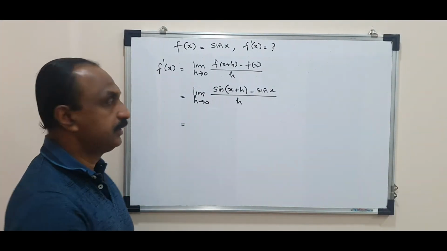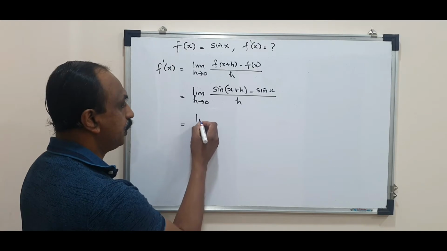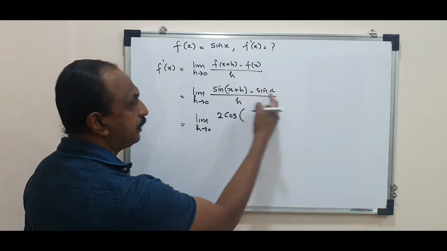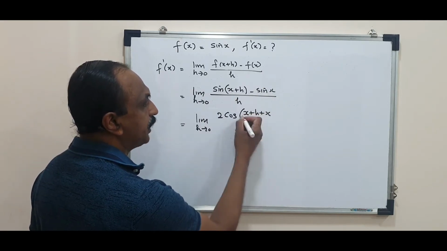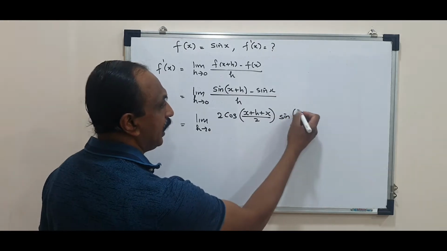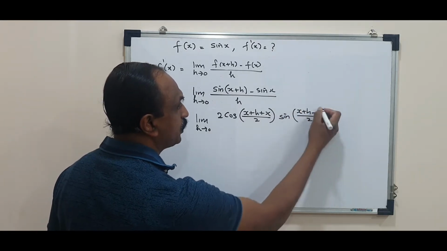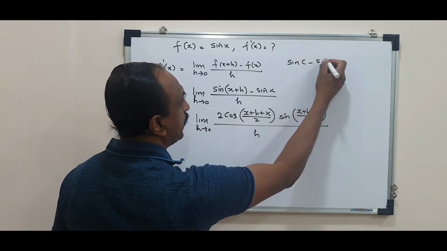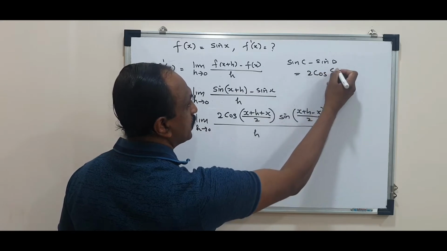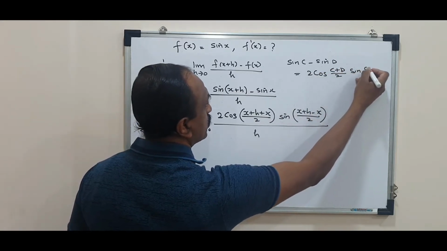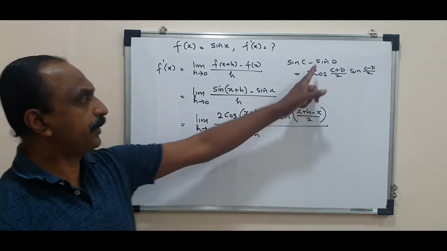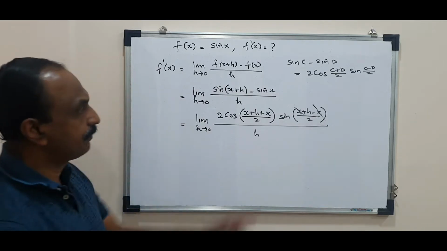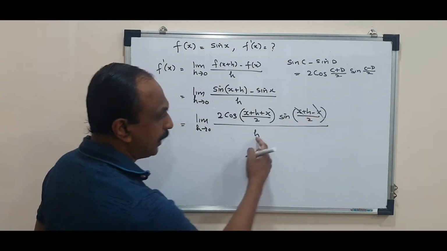Now we will apply the formula sin c minus sin d. So limit h tending to 0, 2 cos, add both the angles, x plus h plus x by 2, into sin of x plus h minus x by 2. Which formula did we apply in this one? We applied the formula sin c minus sin d is 2 cos c plus d by 2 into sin c minus d by 2. If you apply this trigonometric formula over here, this x and this x will get cancelled. And you can see that sin h by 2 upon h.